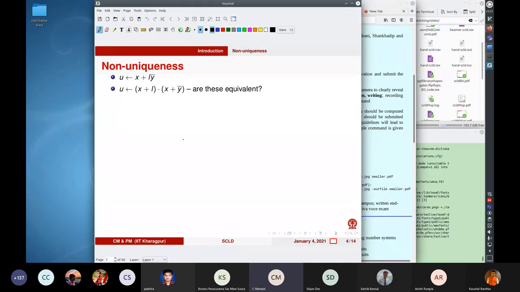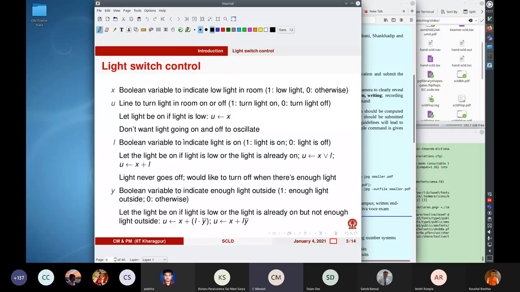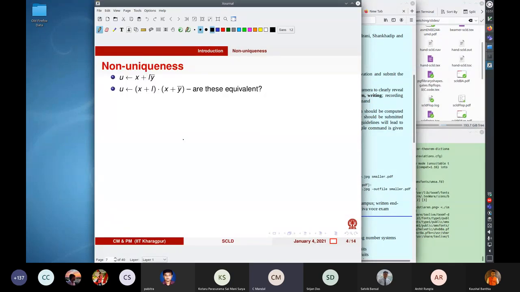Now another aspect is that we wrote this expression in one way, but that need not be the only way to write that expression. So you could probably write it in a different way. Okay, we have got two expressions for you. Now when you have two expressions, a natural question that arises is, are these equivalent? So that is a computational problem. You have got two Boolean expressions and you want to know whether those expressions are equivalent.